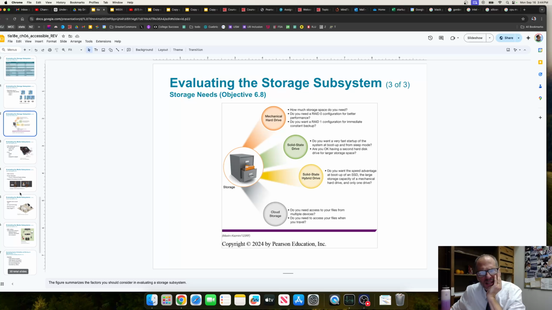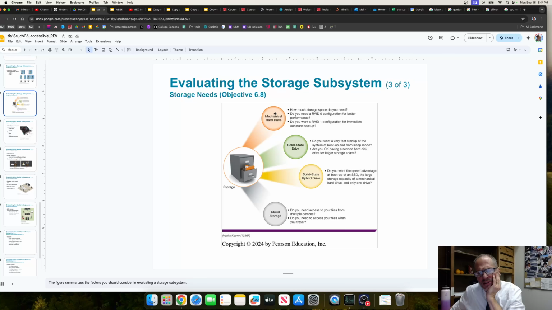Evaluating a storage subsystem, right? You could use mechanical hard drives if you just need long-term storage, because these are relatively inexpensive and slow, but you can store a lot for a little amount of money. Solid state drives if you need to store a lot and have it more readily and quickly available. Solid state hybrid drive, which is kind of a combination. I don't really do that. I just like these two, one of each or a couple of each.